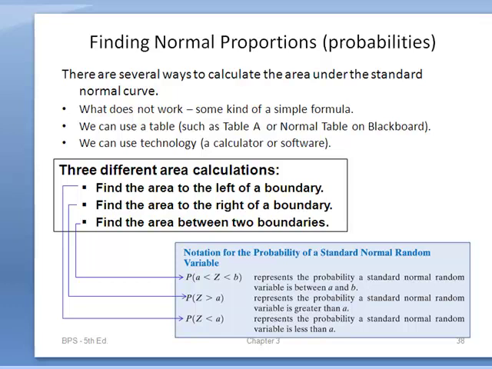The picture shows what it would look like when we're finding it. The notation would be the probability that z is in between two numbers. That's when we're finding the area between two values. Then the probability that z is greater than a represents when we're looking for the area to the right of a boundary, where the boundary is a. And the probability that z is less than a is finding the area to the left of a boundary.